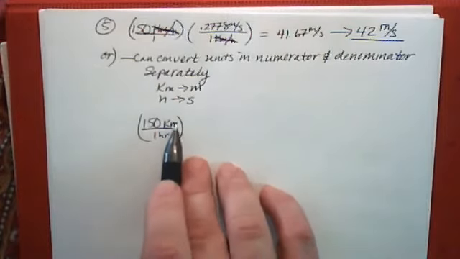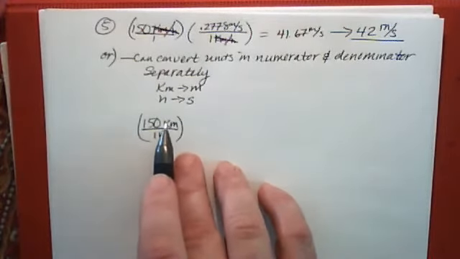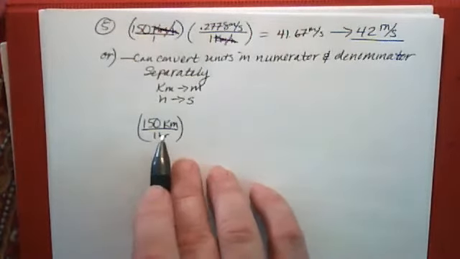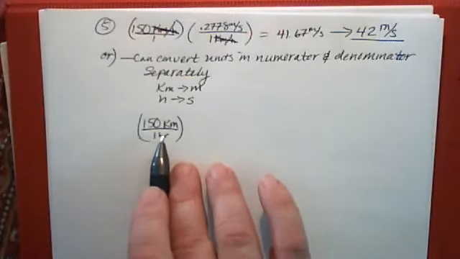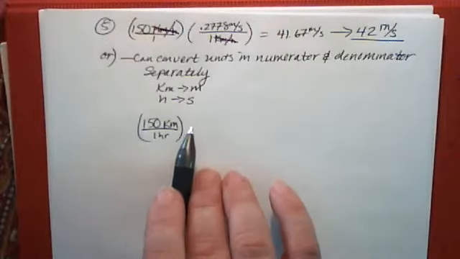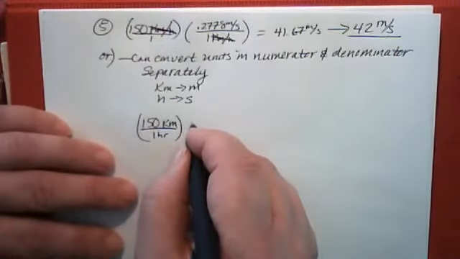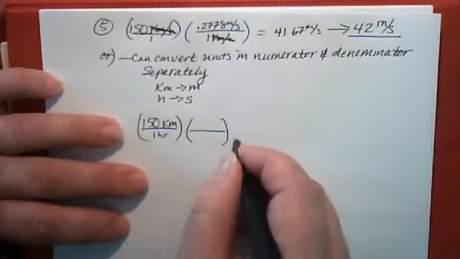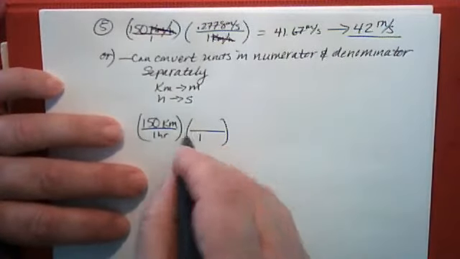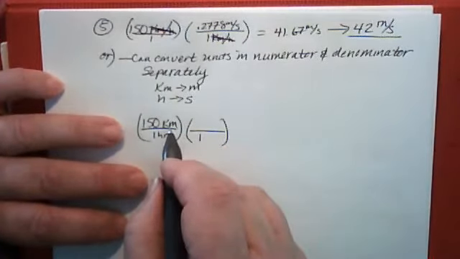And what we're going to do is focus on the unit on the top here and convert kilometers to meters and just ignore the hours for the time being. And they'll just sit there unchanged as long as you don't do anything that actually changes them. Okay? So we know that kilo means 1,000. And we want to get rid of kilometers, and we want to make it meters.